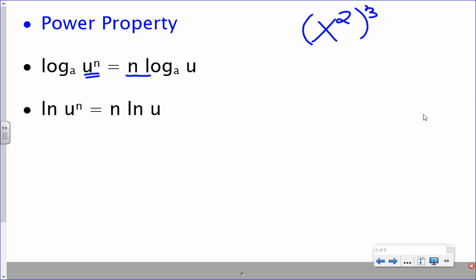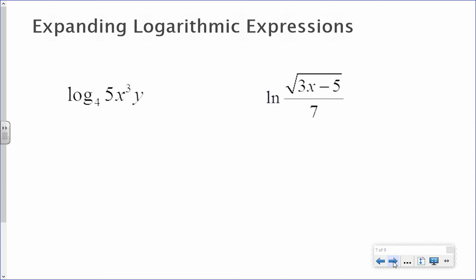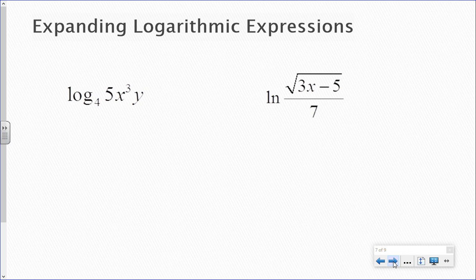All right, I'm going to give you 4 examples, 2 each, and then you are going to do some together at your table to finish out our notes, okay? So please write these 2 down. We are going to expand these 2 logarithms. Write them down and we're going to do them together.